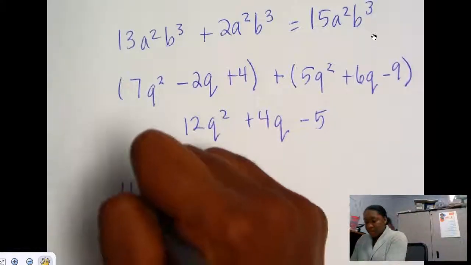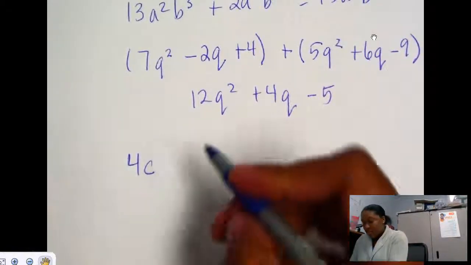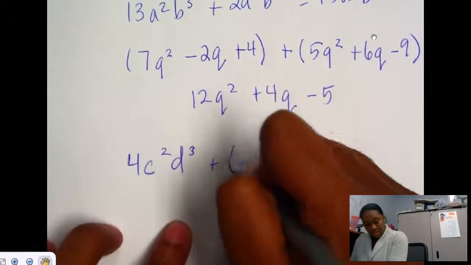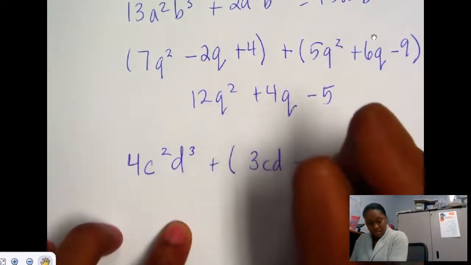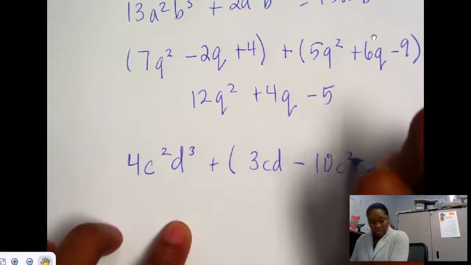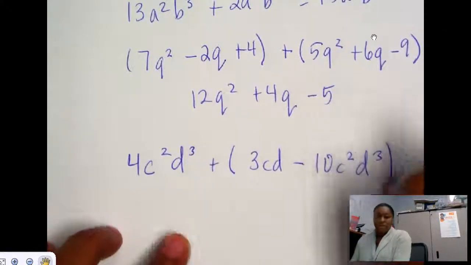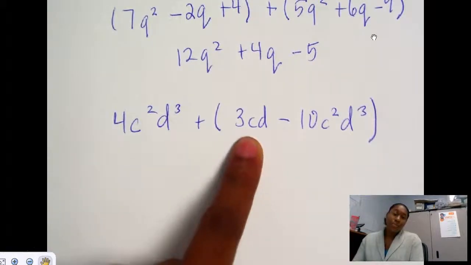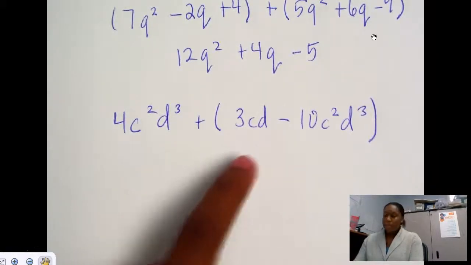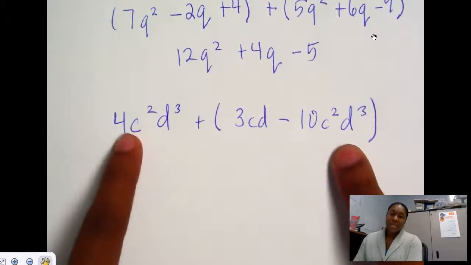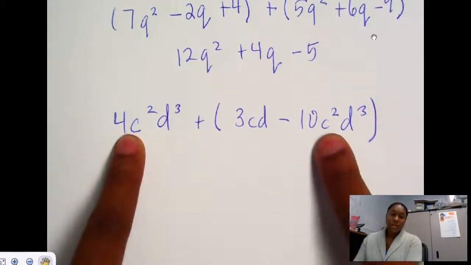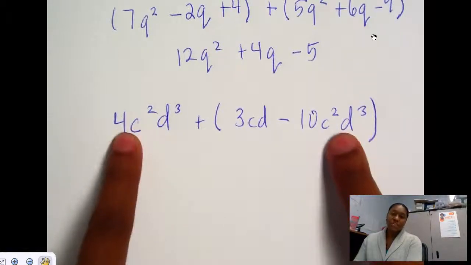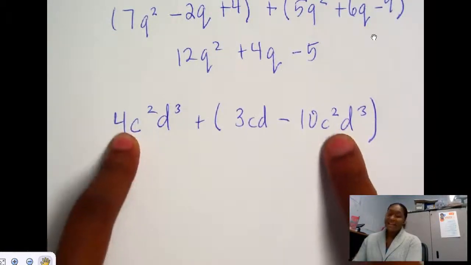It says 4c squared d to the 3rd plus. There we go. Let's try this one and then I'll go to subtraction. As you can see, this guy is the only term that has a c and a d, but these two terms are identical. This one has a c squared, this one has a c squared, and this one has a d to the third, and this one has a d to the third, right? So we can combine these two. So 4 minus 10, negative 6.